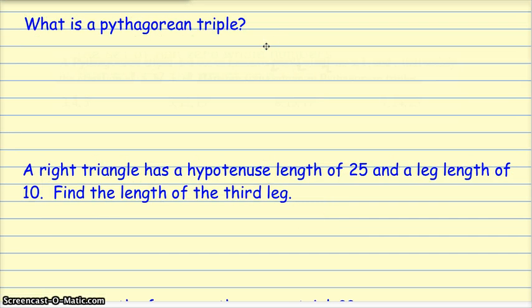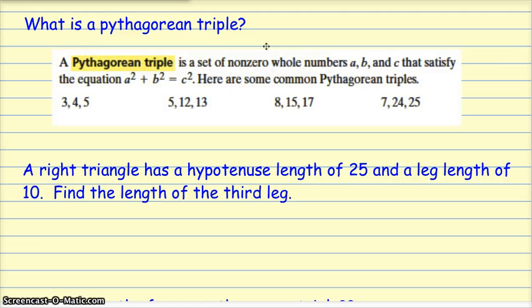What is a Pythagorean triple? Think back to all of the times you've done the Pythagorean theorem. A lot of times you get whole numbers and a lot of times you get decimals. The Pythagorean triples are the ones where you start out with whole numbers and you get whole numbers. These are your nice ones. So it's a set of non-zero whole numbers, really natural numbers, where A, B, and C satisfy the equation.